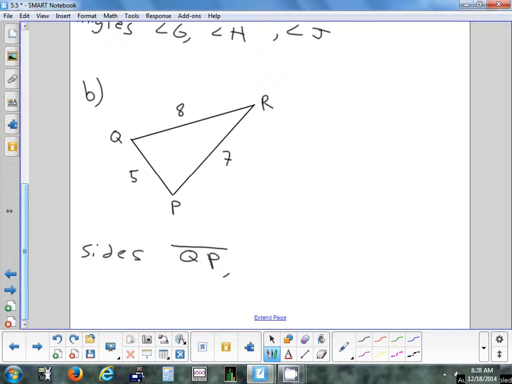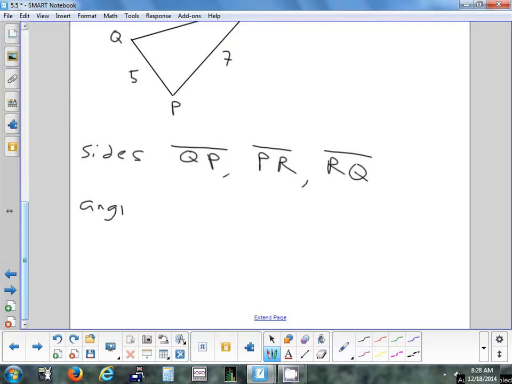Okay, Morgan, next longest side. RP? I'm just going to name it PR since he said QP. I'm just going to keep my letters kind of going in the same direction. But yep, that's fine, PR. And my longest side, Olivia? RQ. Good. Okay, now we'll do our angles.